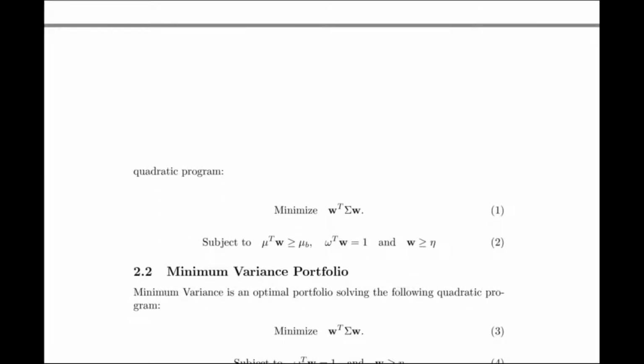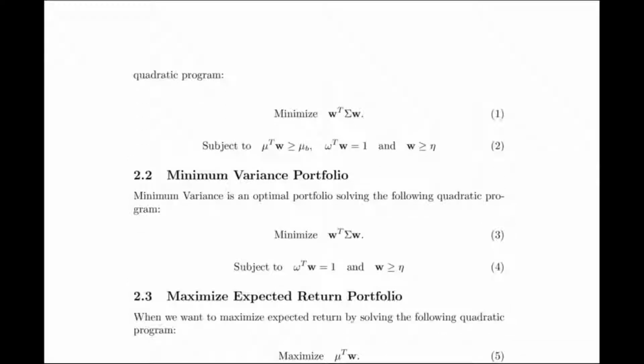After that, in the Markowitz theory, an optimal portfolio is any portfolio solving the following quadratic program. First, we need to minimize the variance, subject to the expected return, and the weights should sum to 1.